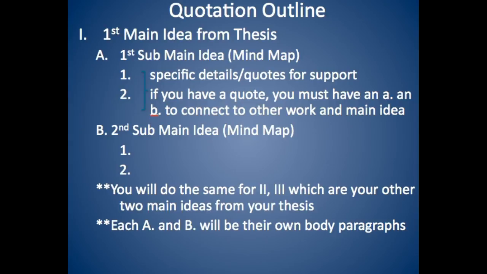I don't expect you guys to completely understand this right now. I just want you to write this down and have it in your notebook for when we actually apply it. And then your B will be your second main paragraph from your mind map under your main idea. And you'll do the same thing with the quotes. So you'll do the same thing for 2 and 3, now, which are your other two main ideas from your thesis, and then each A and B will be their own body paragraphs.